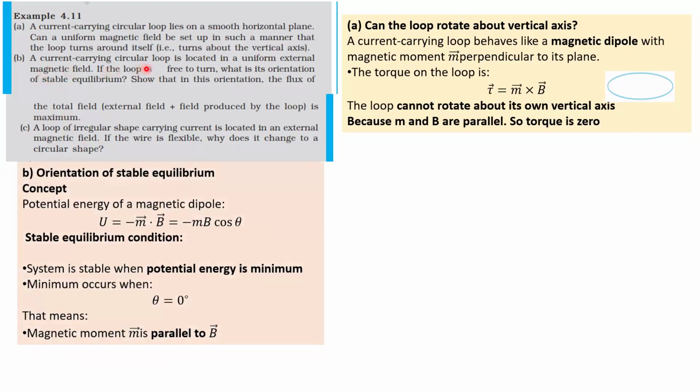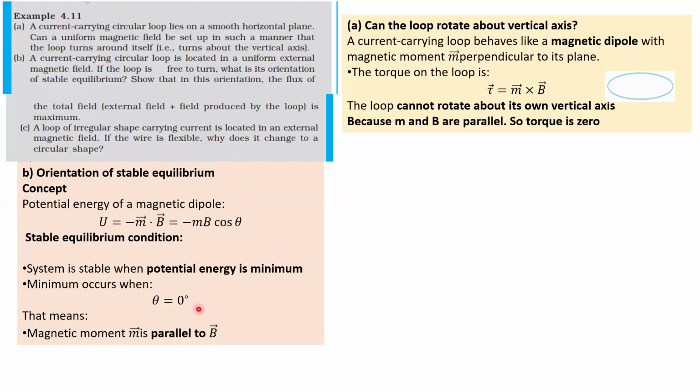A current carrying circular loop is located in a uniform external field. If the loop is free to turn, what is the orientation of stable equilibrium? Potential energy is minus m dot B, or minus mB cos theta. In stable equilibrium position, energy should be minimum. Please keep in mind, minimum energy means theta equal to 0. Cos 0 value is 1, so the minimum energy is minus mB when theta equal to 0.